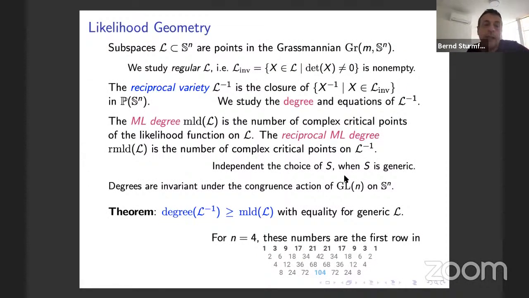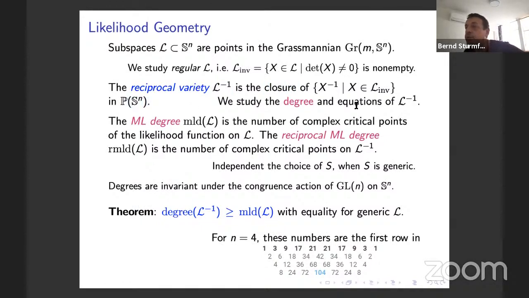So, a bit more on likelihood geometry. A subspace, an LSSM, in Sn is a point in the Grassmannian. This is the Grassmannian of m-dimensional subspaces in the space of symmetric matrices. We're only going to be interested in regular subspaces, those that contain an invertible matrix, and once there is an invertible matrix, those are dense. This allows me to define the reciprocal variety. The reciprocal variety L inverse is the collection of all matrix inverses, X inverse, for all invertible elements. Then I have to close this up to get a projective variety.